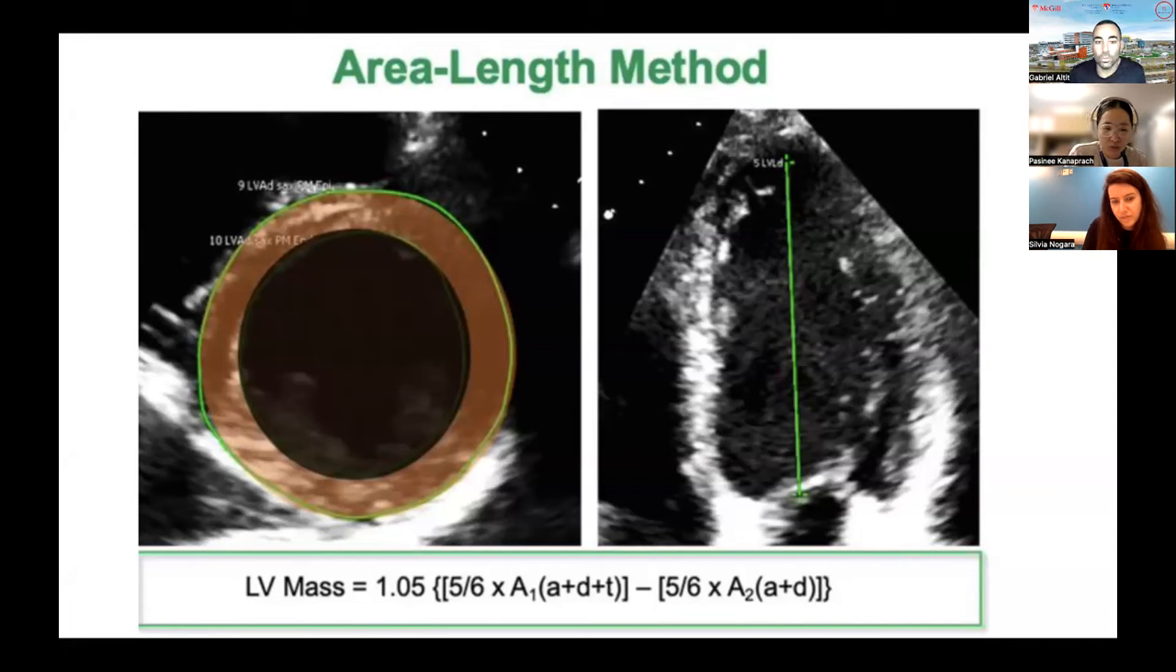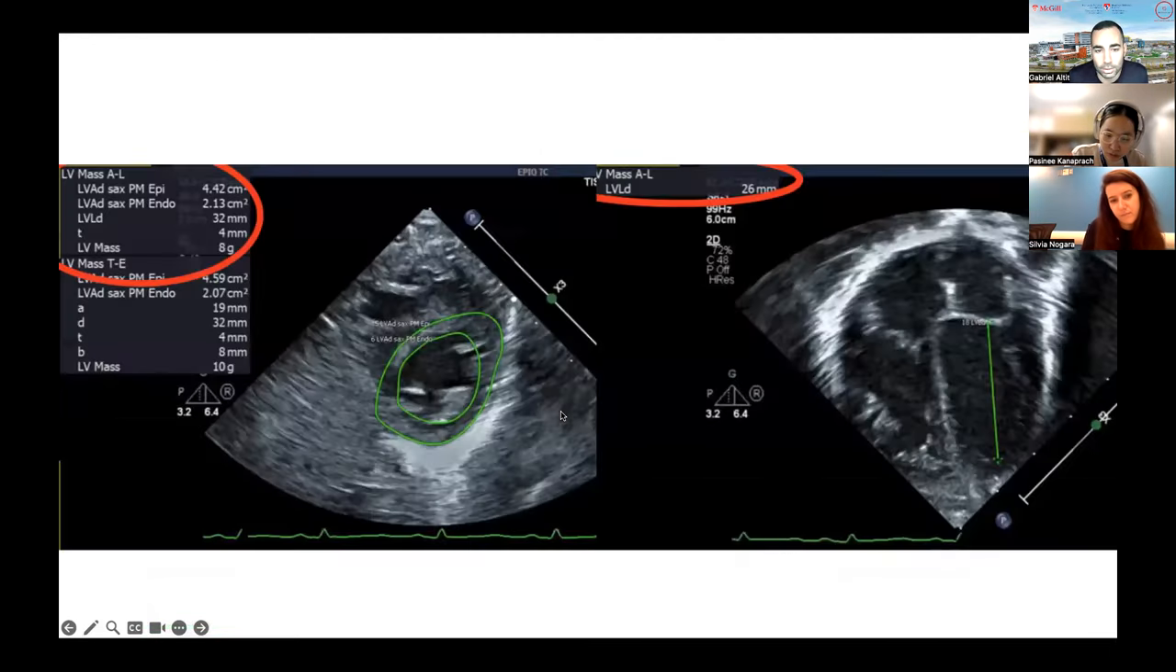So for example, this is one of the techniques. There's the area length, there's the truncated ellipsoid method, and there's 3D echo that you can do. So in this method, what you do, you actually measure the endocardium and epicardium. And then in four chamber, when you're in diastole, you measure the length, and it will calculate using this equation, the LV mass of your left ventricle.